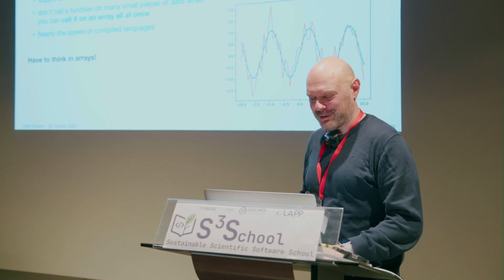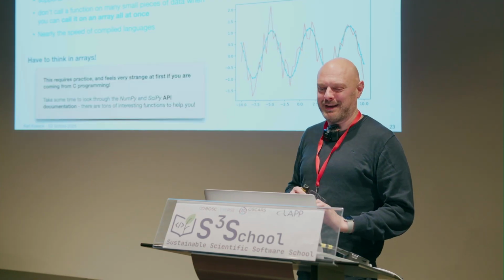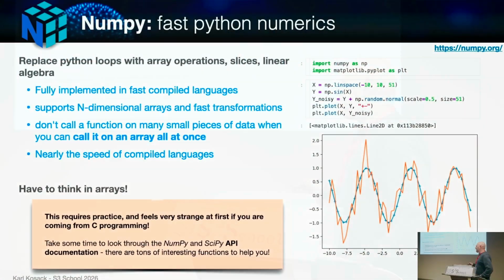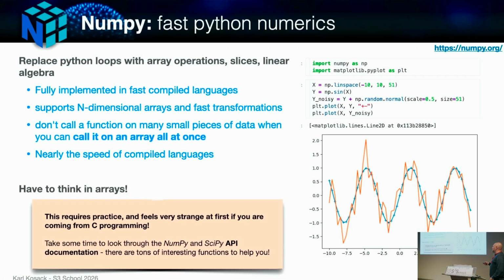So we'll go back to our example of the Gaussian blur, how to think about it in NumPy. It's not so simple always. So I think thinking about changing code from loops to arrays requires practice and feels really strange at first, especially if you're coming from something like C or a language where this is not done very often.